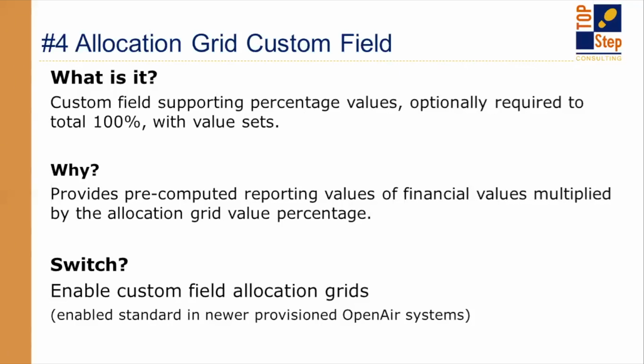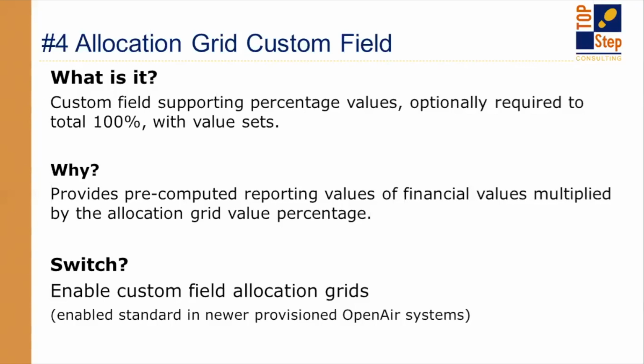The benefit of using it, though, is that this allocation grid feature, when you turn it on in a report, gives you pre-computed reporting values for the values that you have in this field. So you don't have to do custom calculations multiplying something on a project times a numeric field that holds a percentage or a drop-down field that holds a percentage.